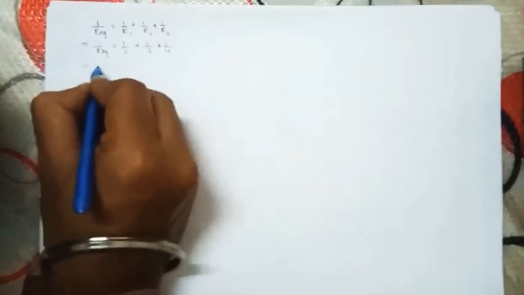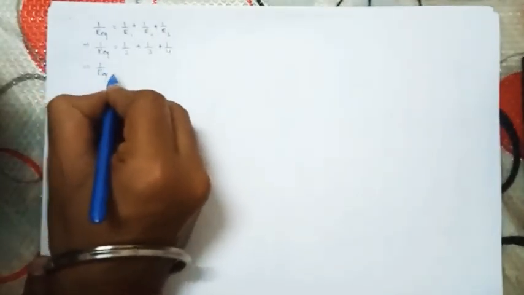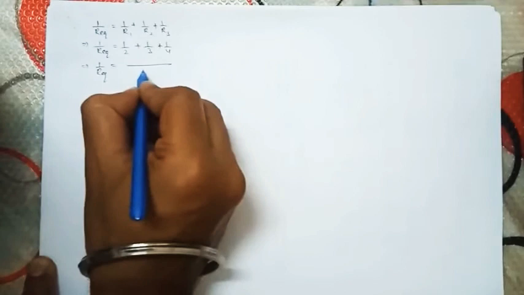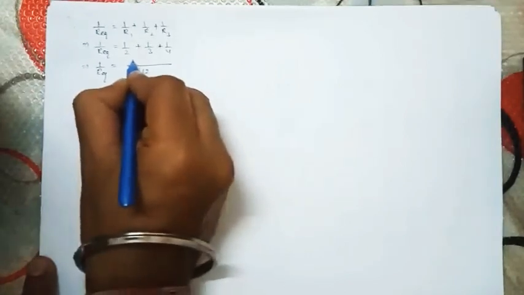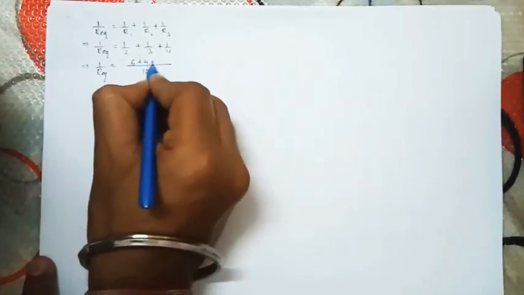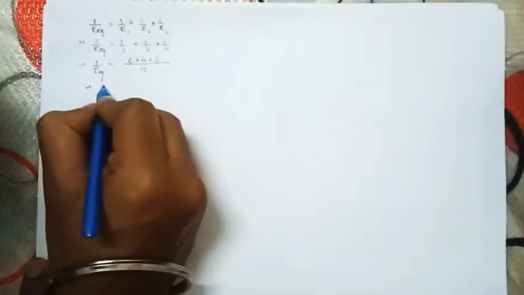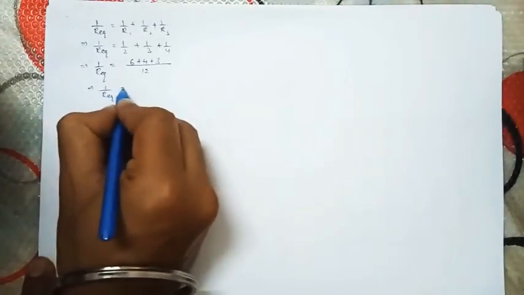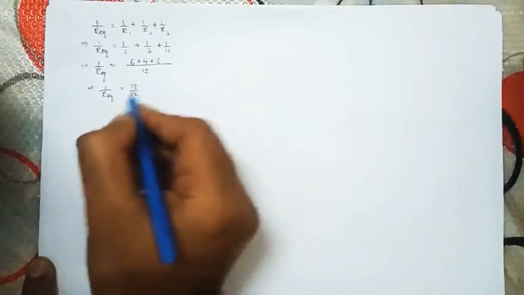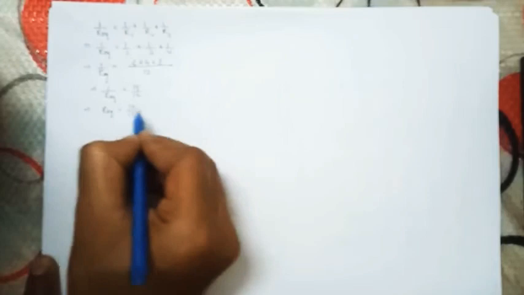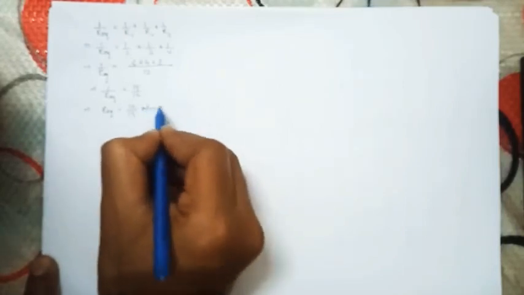Now we are solving the LCM is 12, that is 6 plus 4 plus 3. Okay, 1 upon R equivalent equals to 13 by 12. It is the value of 1 upon R equivalent. So we calculate the R equivalent equals to 12 upon 13 ohm.